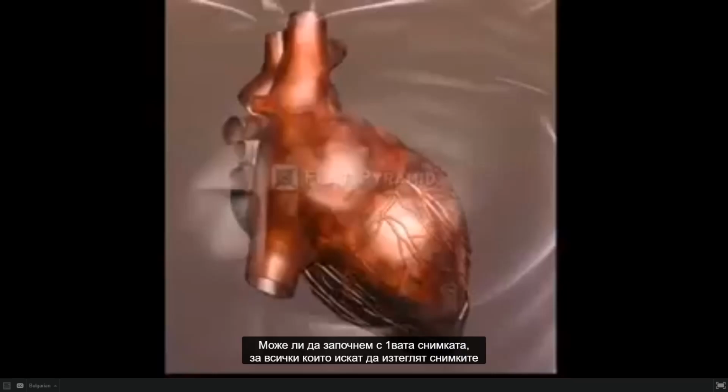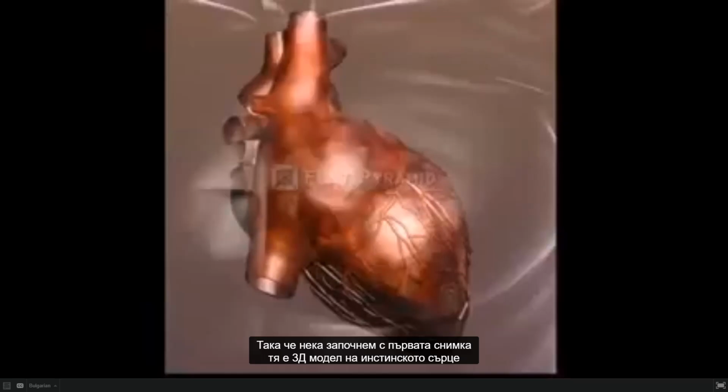Can we start with the zero? Yeah, this is the zero picture. For everyone who wants to download the pictures, I just posted the Google Drive link on the live stream page. If you want, you are able to download and follow along yourself. So we start with the first picture.